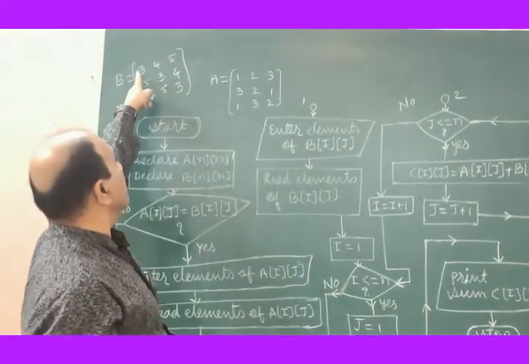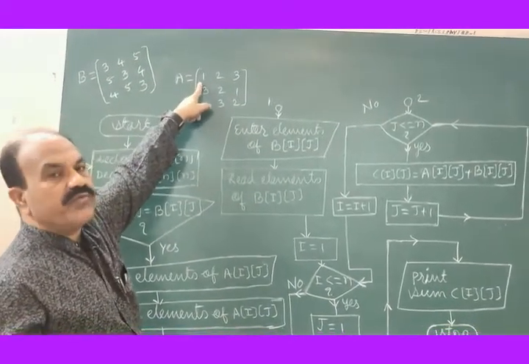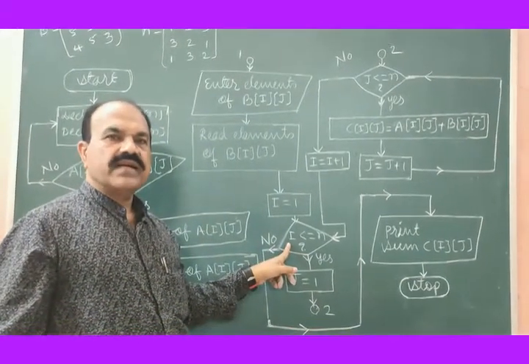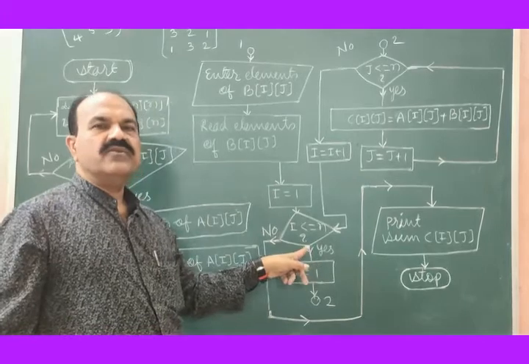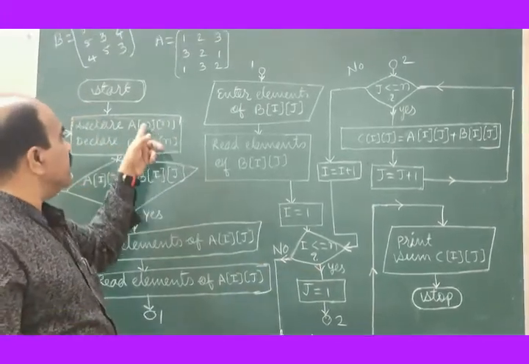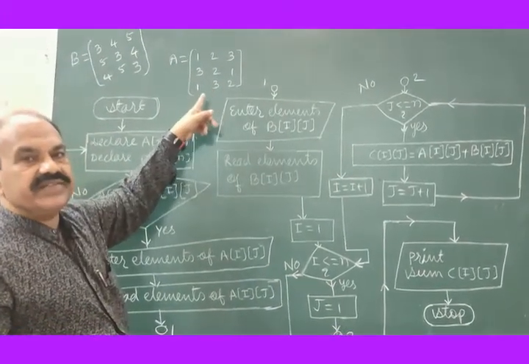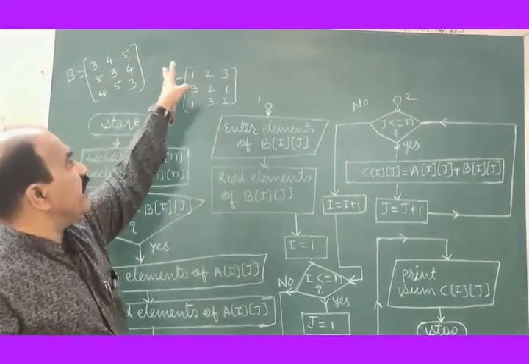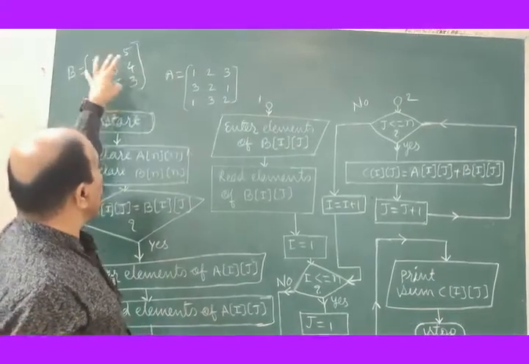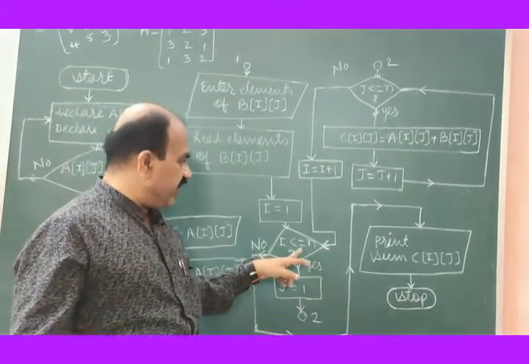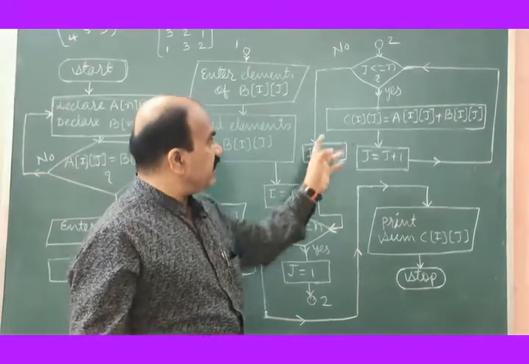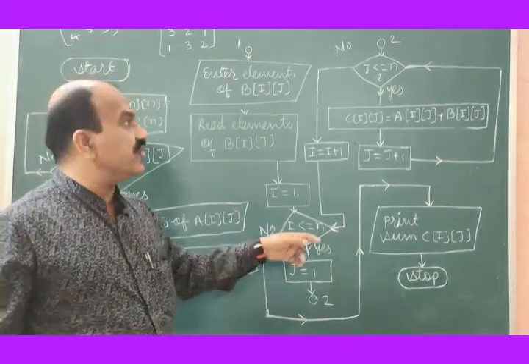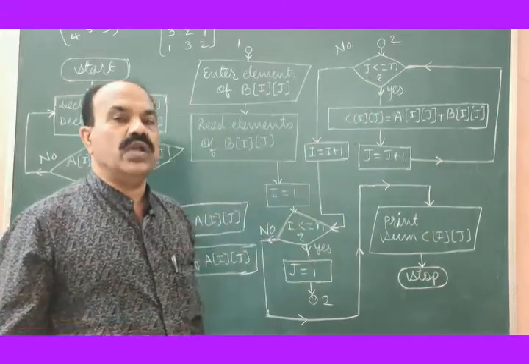First row. You have selected first row of A, first row of B. Then here I is compared with the value of n. What is the value of n? In this case here it is 3. Number of rows 3, number of columns 3. So here the value of n is 3 and here also the value of n is 3. This is the condition for rows, this is the condition for columns.